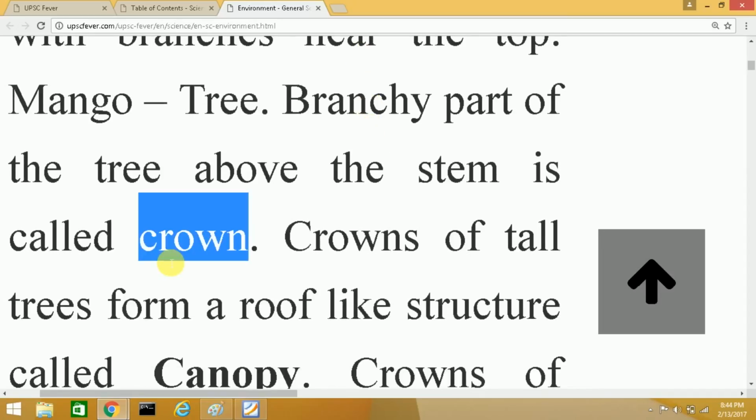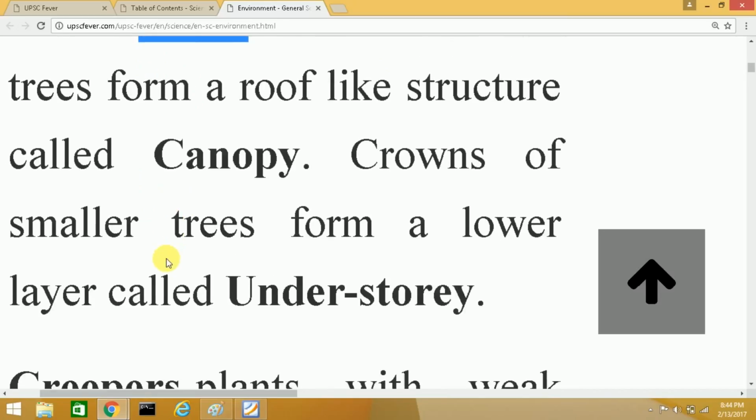Whereas when there are smaller trees and the height is not much, that branchy part of small trees is known as understory. The branches form a crown in a tall tree, whereas for a short tree they form an understory.